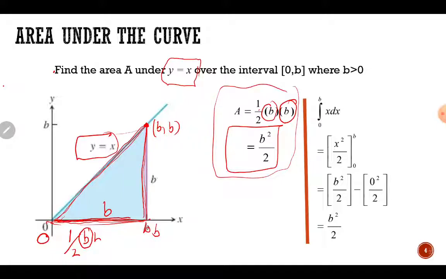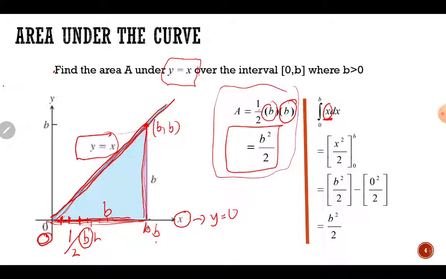Without using a triangle, you can see here we can still find the area under the curve, because our curve is y equals x. So integrate x with respect to dx, because the change is the change in x. x changes from 0 to b. So you integrate x, this is the line x under the curve x.